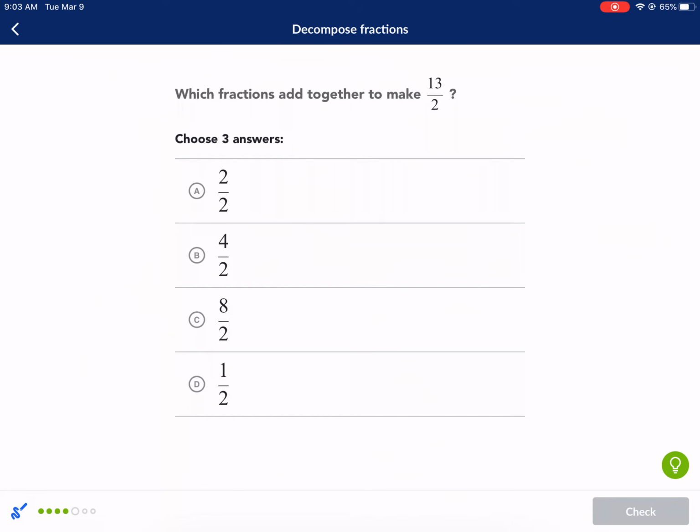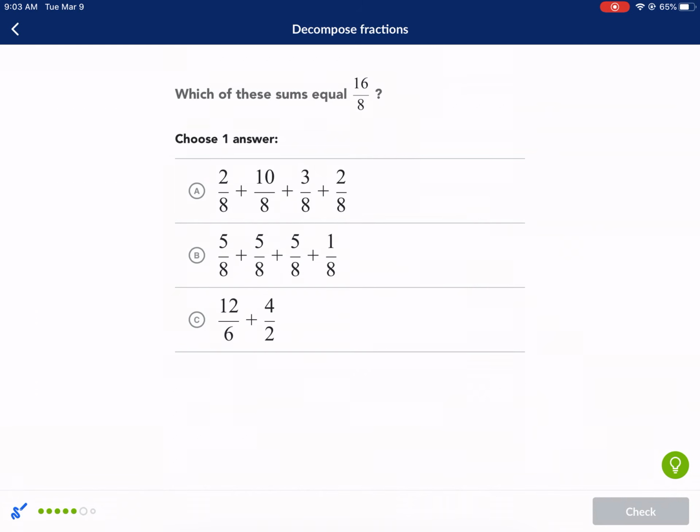Moving on. Which fractions add together to make 13 over 2? We just need to look essentially at the tops. Here we have 3 answers, so we get to choose 3. So I'm going to choose an 8. I'm going to choose a 2. Maybe I won't. I'm going to deselect that. I got 8 and 4, which gives me 12, and then I need 1 more to get 13. So those 3 are B, C, and D. All right, next question.